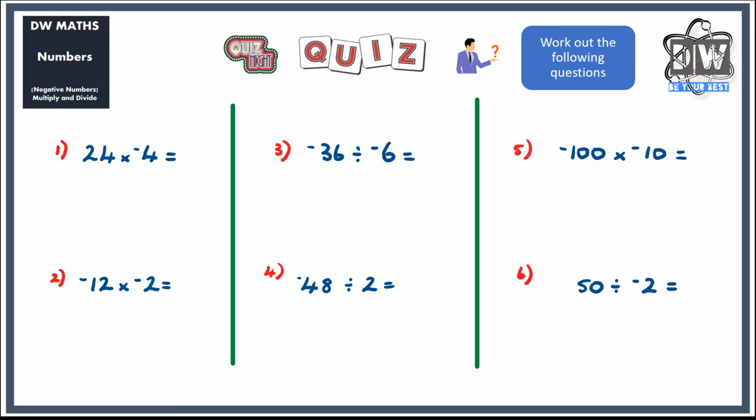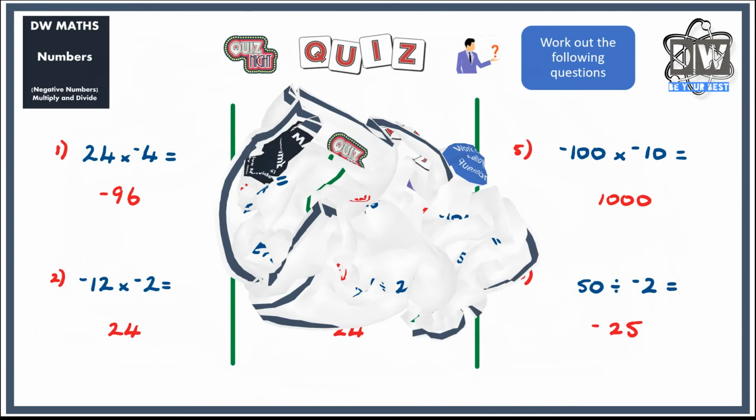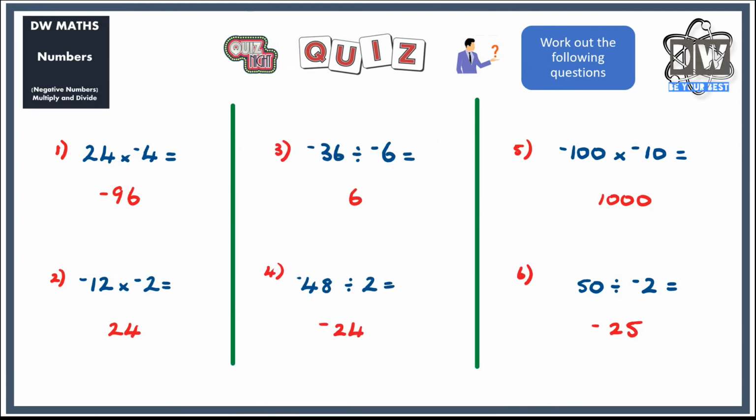Here we go. Answer time. Let's go over our answers. So we can see here that we've got 96, 24 timesing by 4 gives us 96, but the symbols are different, so I've got a minus. Here I've got 12 timesing by 2, that's 24. The symbols are the same, so I stay positive. 36 divided by 6 gives us 6. The symbols are the same, so I get a positive answer. 48 divided by 2, 24, but the symbols are different, so I've got a negative.